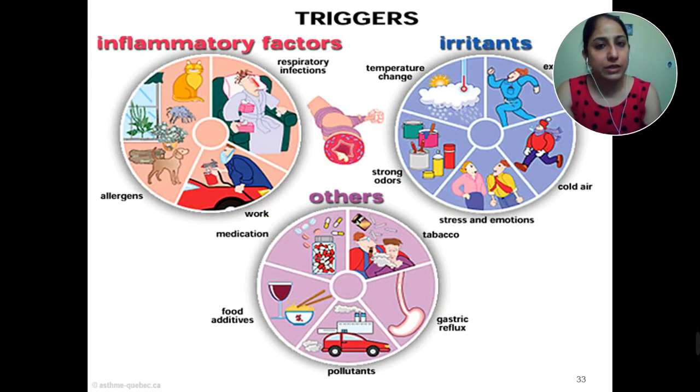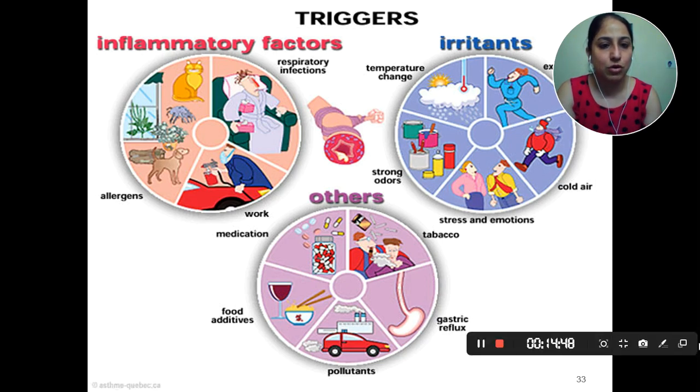Now what are the triggering factors for asthma? It could be inflammatory factors such as respiratory infections, work-related allergens, irritants such as temperature changes, strong odors, cold air, stress, emotions, exercise, and other factors that include tobacco, gastric reflux, pollutants, food additives and medications.